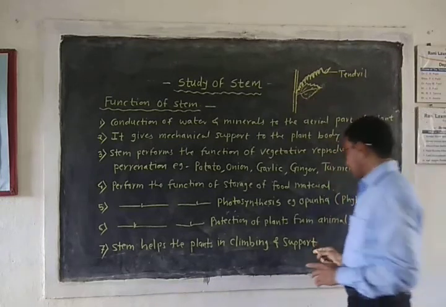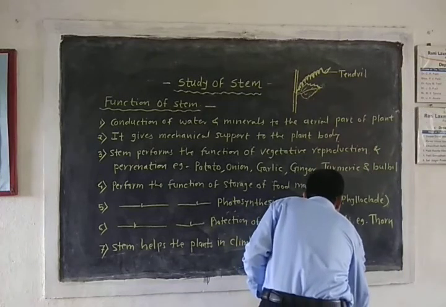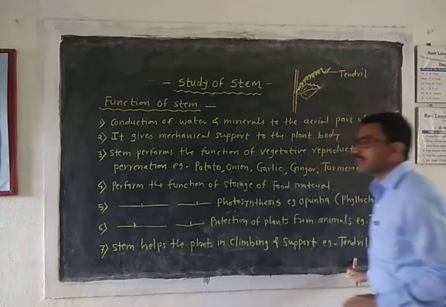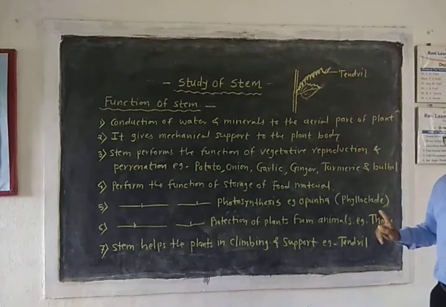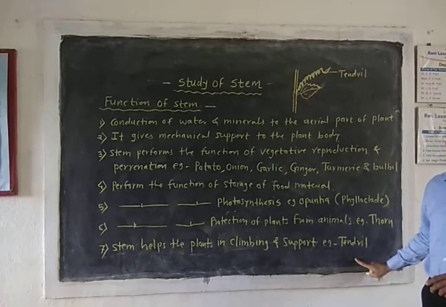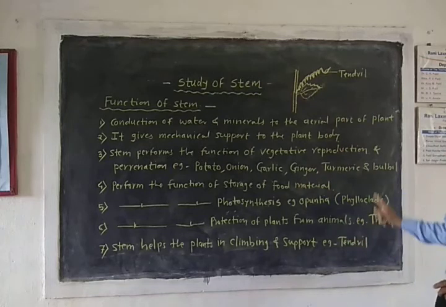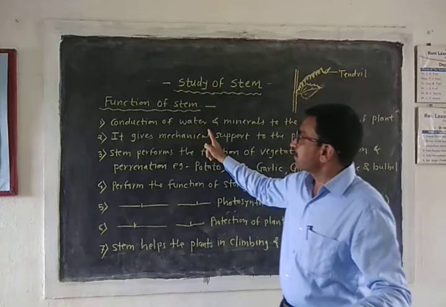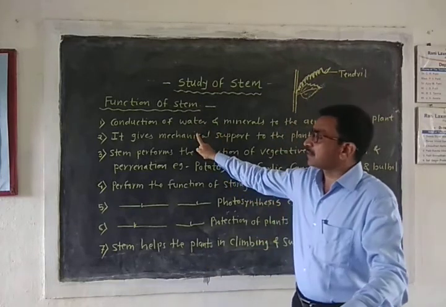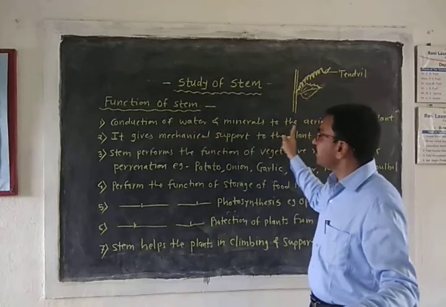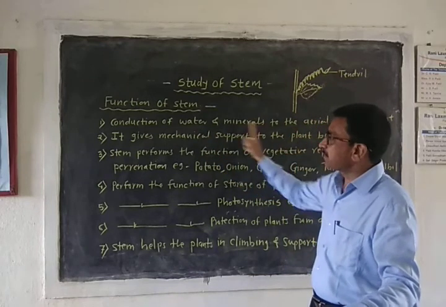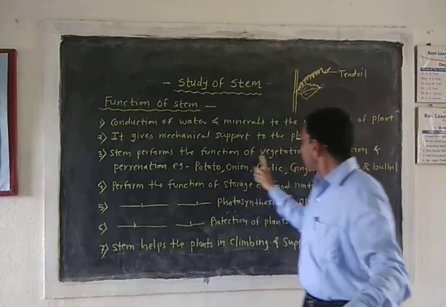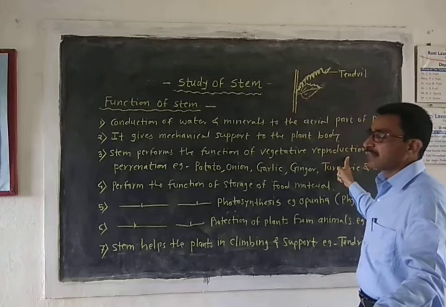And the example is tendril. The tendrils are present in the cucumber plants, and this is all about the function of stem. There are 7 functions of stem. The first function: the conduction of water and minerals to the aerial parts of the plant body. Stem gives mechanical support to the plant body. Stem also performs the function of vegetative reproduction and pollination.